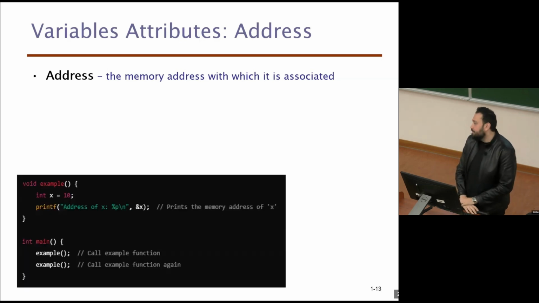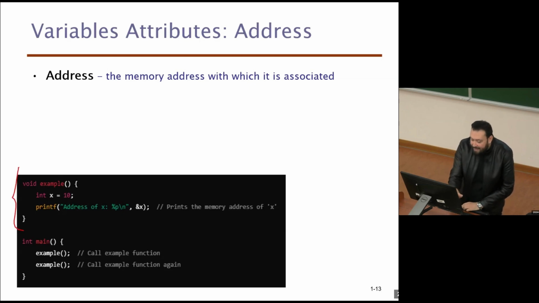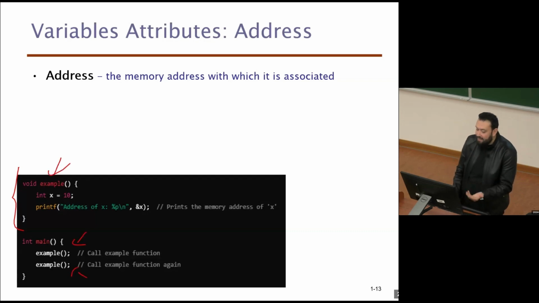So in this case, if I have this function that has int x equal 10 and then prints it, and then I'm calling this function twice, what would I have? Same address or different addresses? Different? Same?